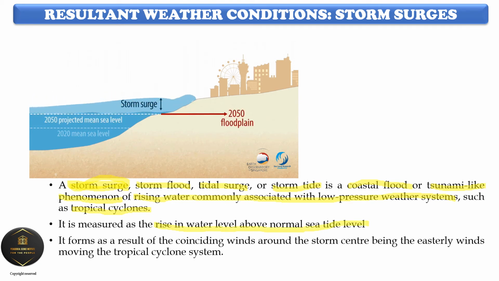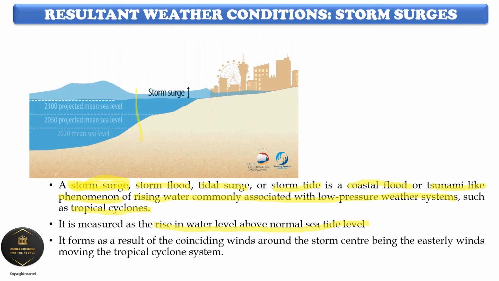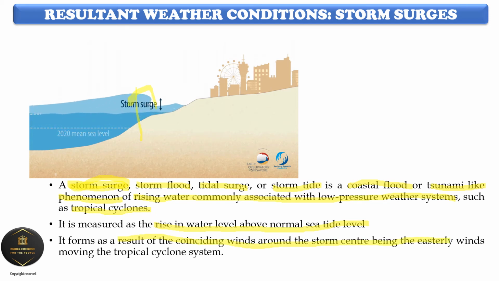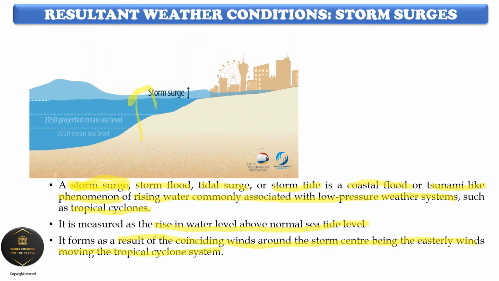So we have a surge in the normal water quantity within the ocean, and it forms as a result of coinciding winds around the storm center, being easterly winds moving the tropical system. So we can also take it to the dangerous quadrant aspect of things to say it has an influence in this.